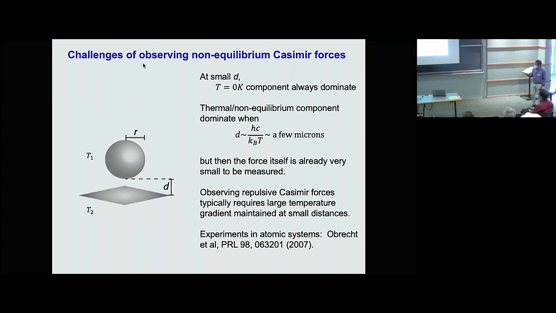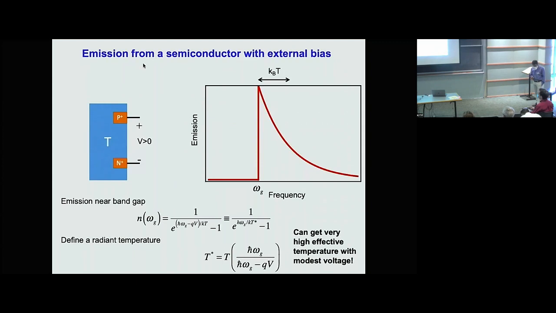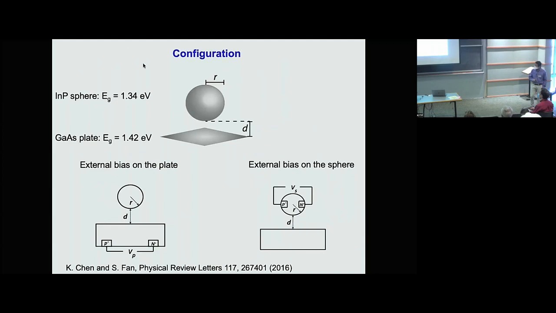So with this in mind, we can come back to think about this chemical potential for photons argument. When you look at the radiant temperature description here, what you immediately notice is that with a fairly modest voltage on the order of a volt or so, you can get an extremely large radiant temperature of maybe tens of thousands of Kelvin. And therefore, you can actually do a lot of work in non-equilibrium Casimir forces using semiconductors, but under experimental conditions that perhaps are more readily available.